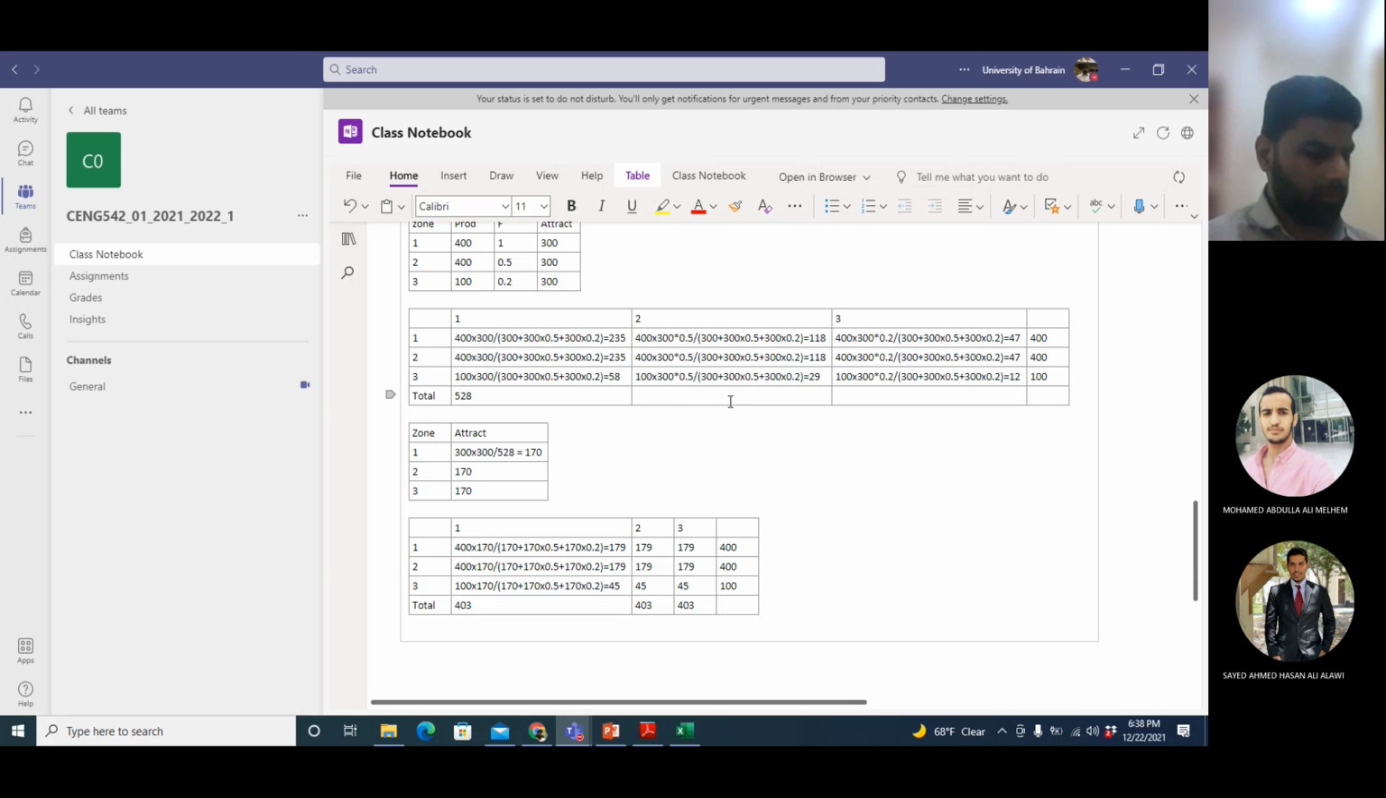Okay. So 118 into 2 plus 29, 265, and 47 into 2 plus 12, 106. Okay, and then these vectors will change, 300 into 300 divided by 265. That gives 339. And what about this one? You took 106, right? Yes, 300 by 300 over 106. Yeah, 849.